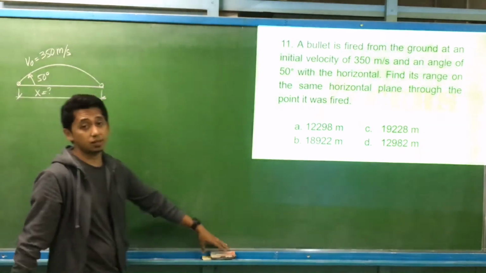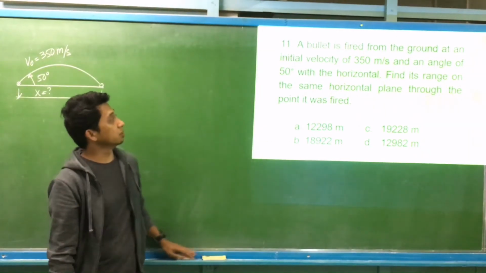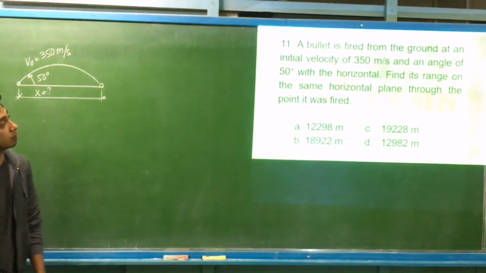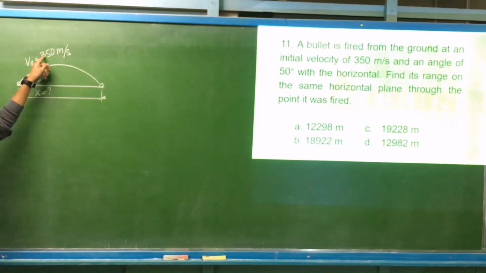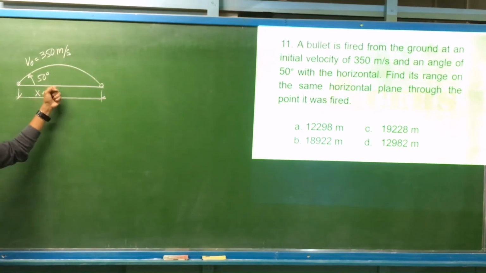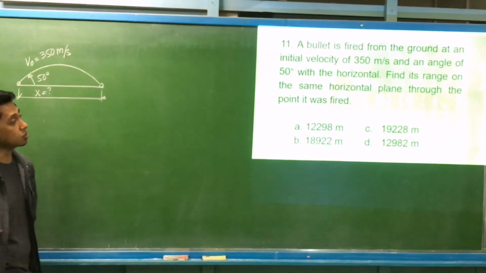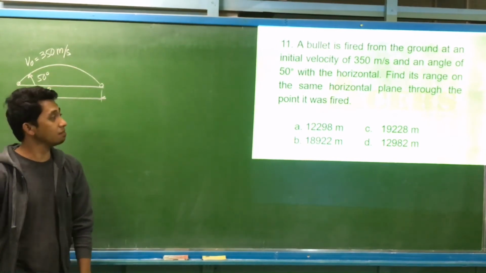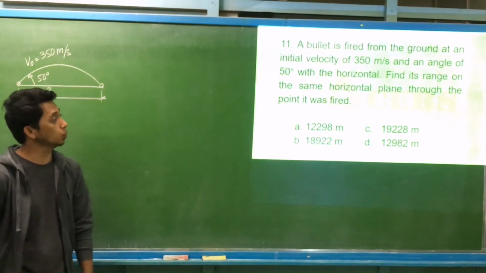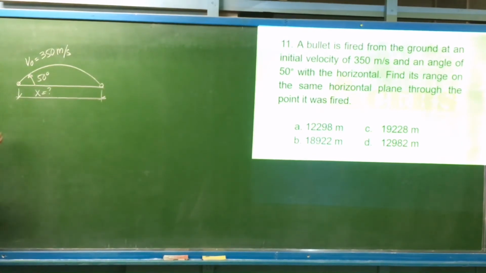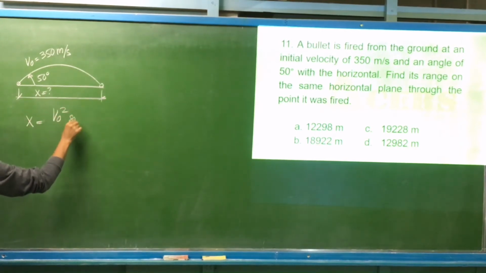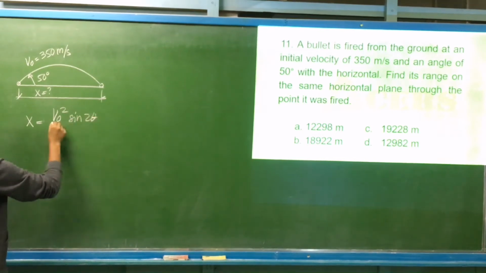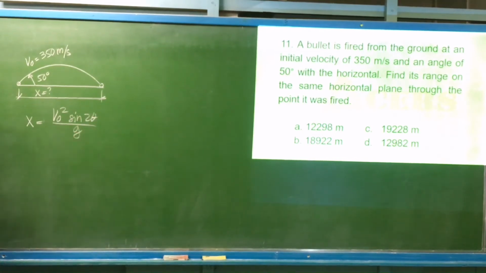Okay, let's have this example. A bullet is fired from the ground at an initial velocity of 350 meters per second and an angle of 50 degrees with the horizontal. Find its range on the same horizontal plane through the point it was fired. So we are just looking for the range equal to the initial velocity squared sine of 2 theta divided by the acceleration due to gravity.